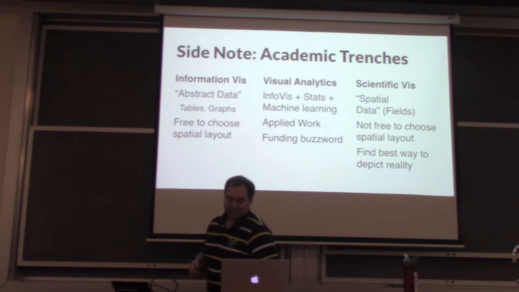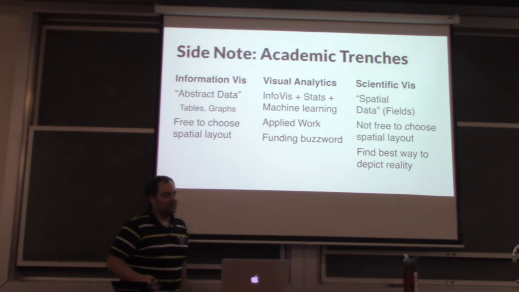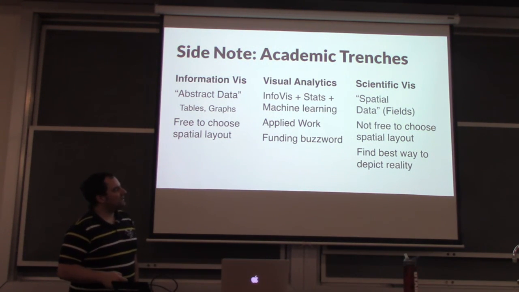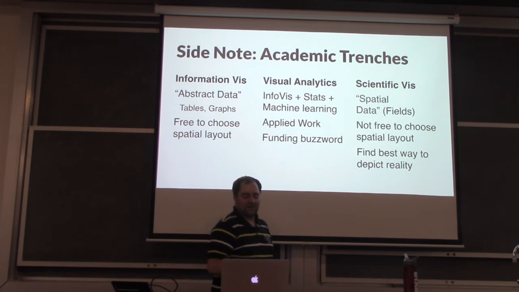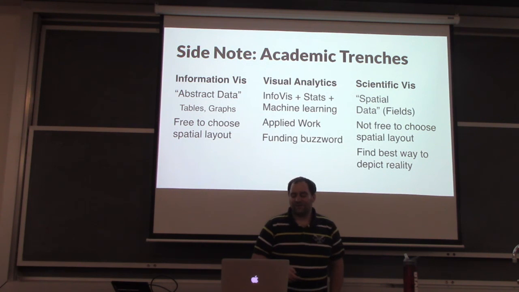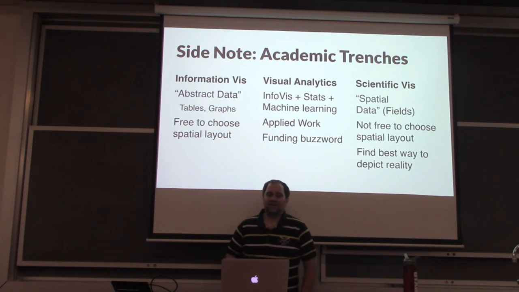And then finally there's scientific visualization, historic name. And this is really about spatial data, like fields. And here you're not free to choose your spatial layer, and it's about finding the best way to depict reality.